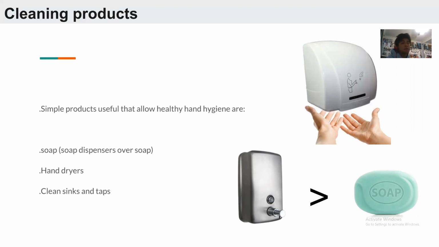Hand dryers are a big must as well within healthcare environments, as paper towels have the tendency to leave germs still in your hand after you wipe it off, while hand dryers completely blow it off. Lastly, clean sinks and taps are obvious, as if they weren't clean, there's no point in us washing our hands. Therefore, clean sinks and taps within hospitals are required whenever we want to maintain healthy hand hygiene.